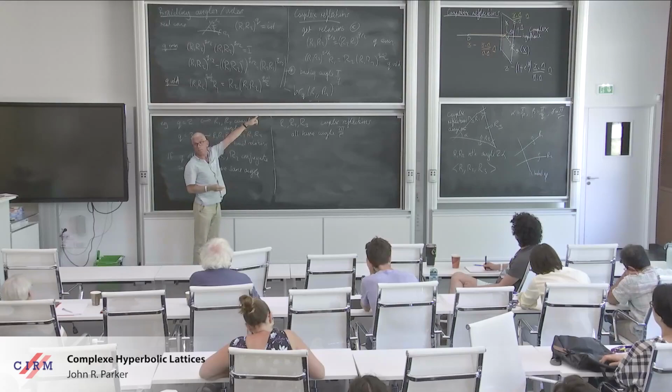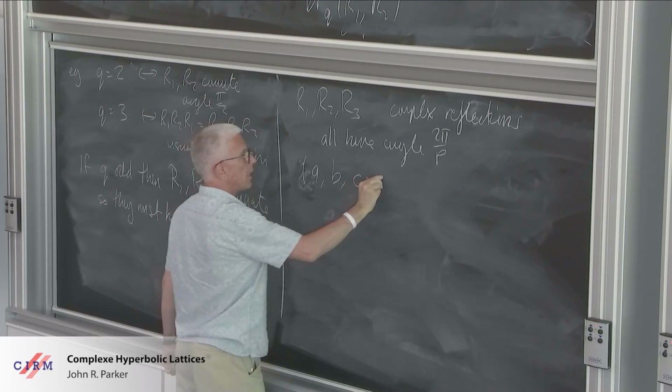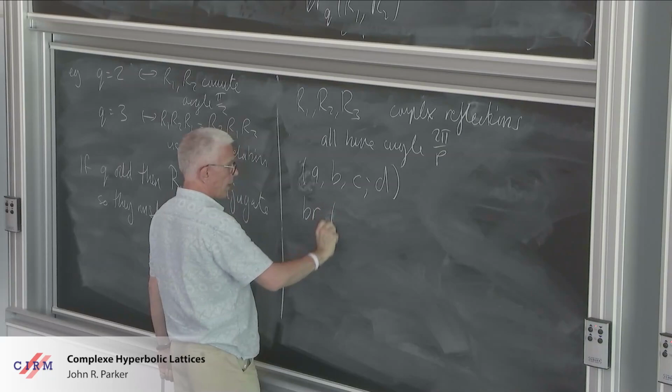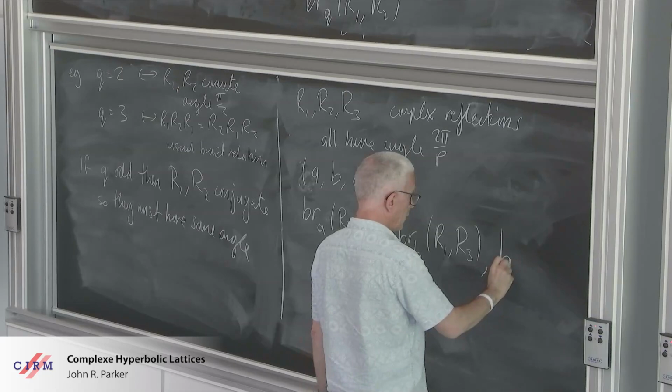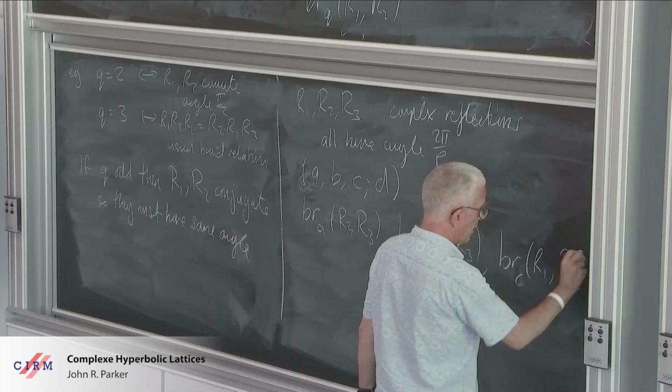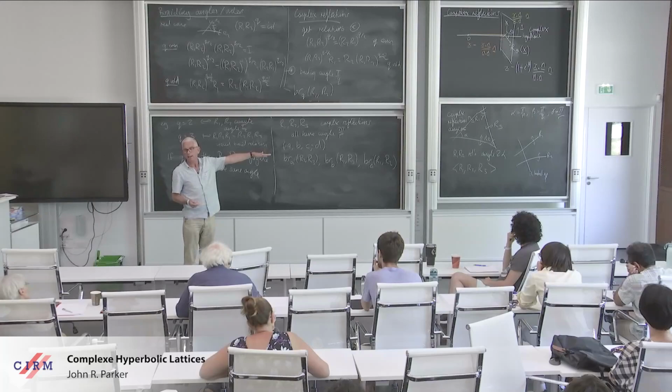And we're going to have what? R2. I'm going to write A, B, C, D, where the braid relation of length A between R2 and R3, braid relation of length B between R1 and R3, braid relation of length C between R1 and R2, which would be just an analog of the ABC triangle that we had over there.